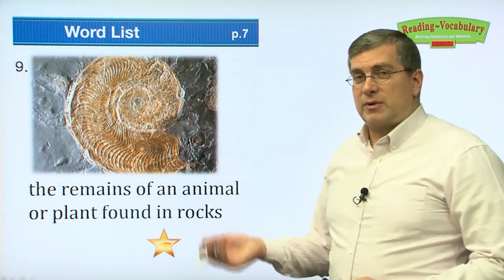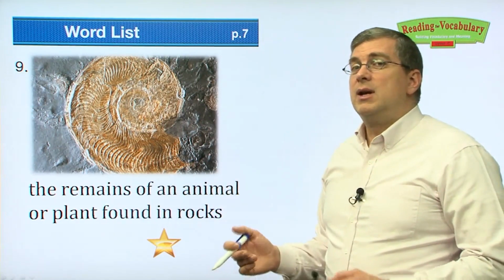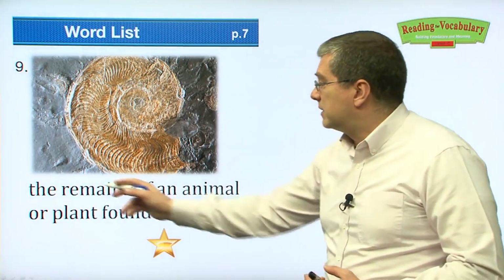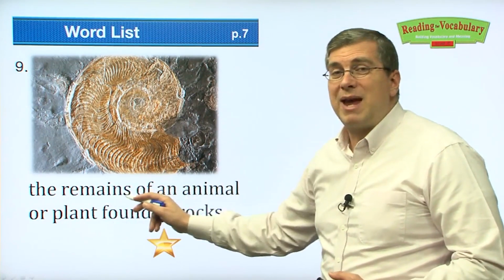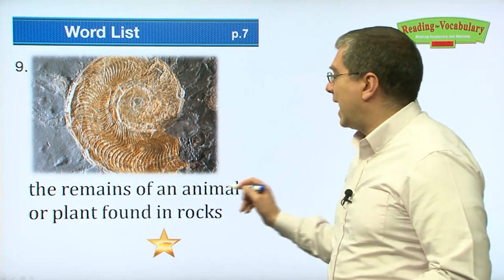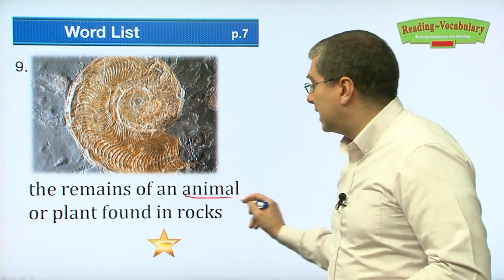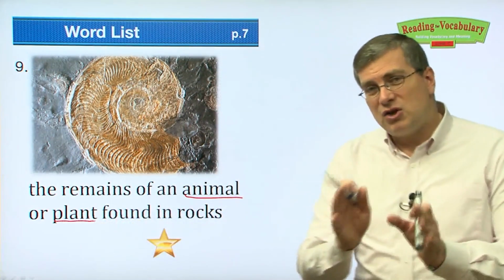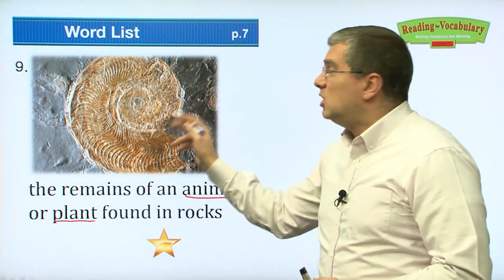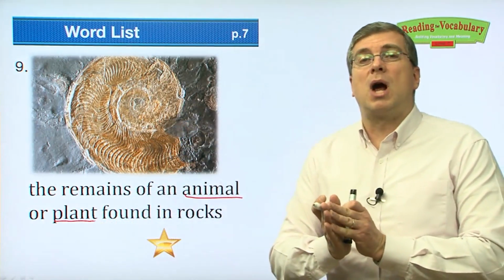9. Sometimes, of course, animals will leave evidence that they existed, and that evidence is their remains. The remains. What is left behind? The remains of an animal or plant. So it's an animal or a plant. Not just animal, but also plants leave remains, and you can find them in the rocks.